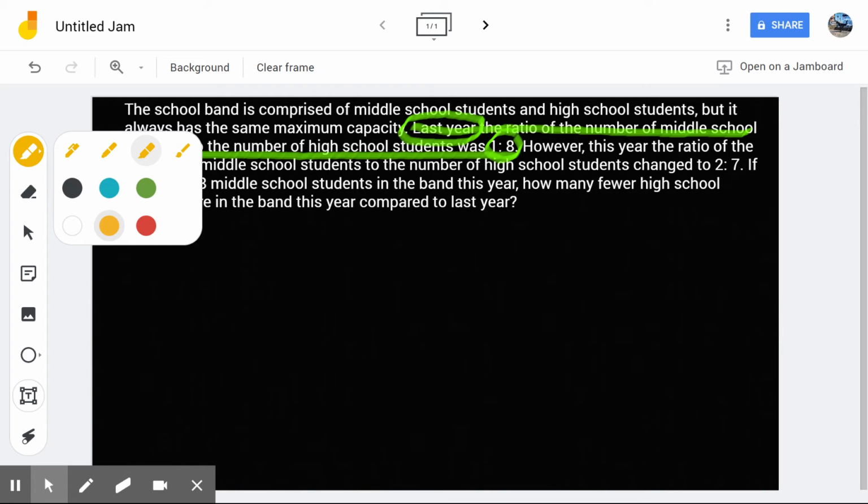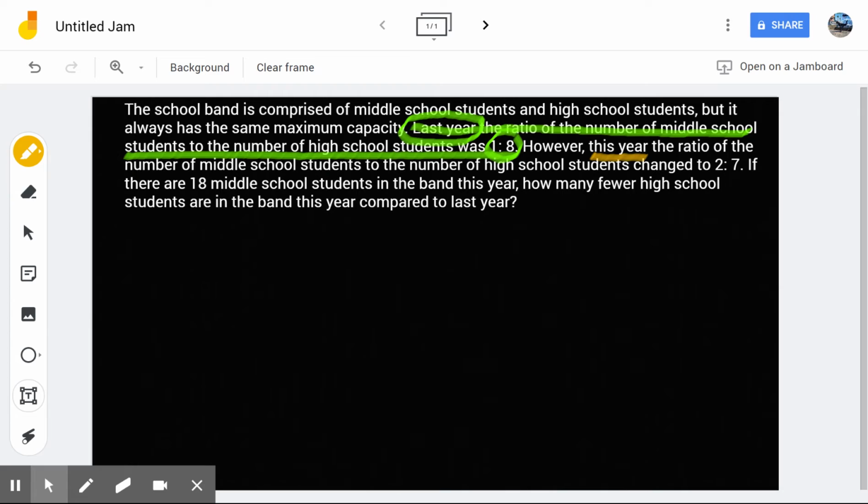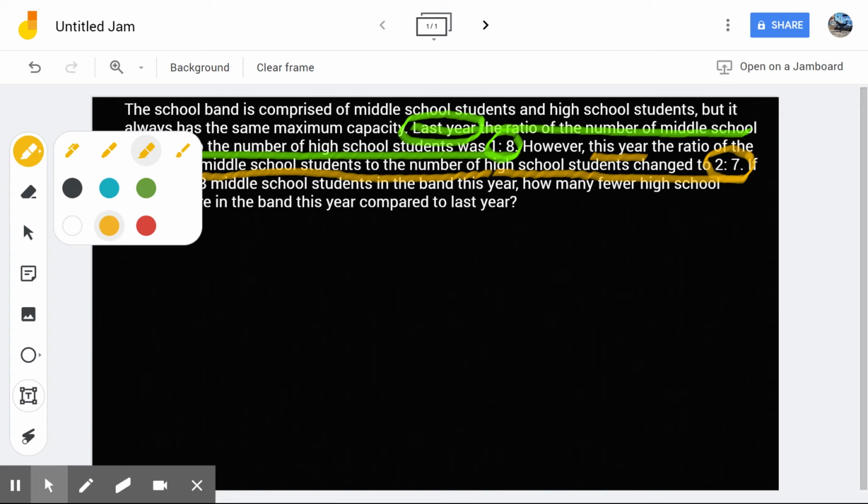All right. However, this year, the ratio of the number of middle school students to the number of high school students changed to 2 to 7. So these problems can be tricky because we are looking at a before and an after, and then we're also looking at two different groups, those groups being middle school and high school. So let's focus on one thing at a time.